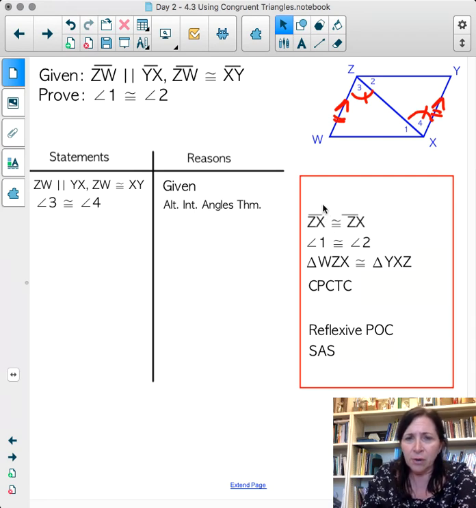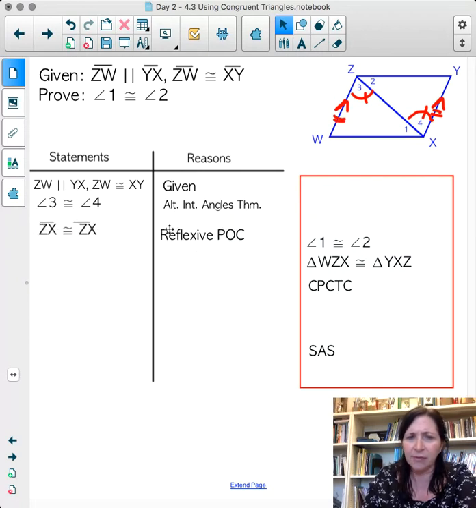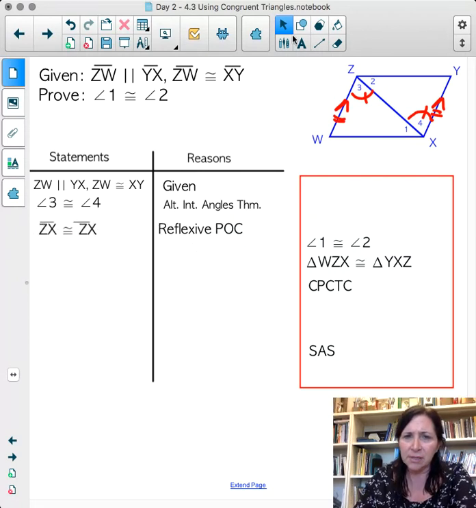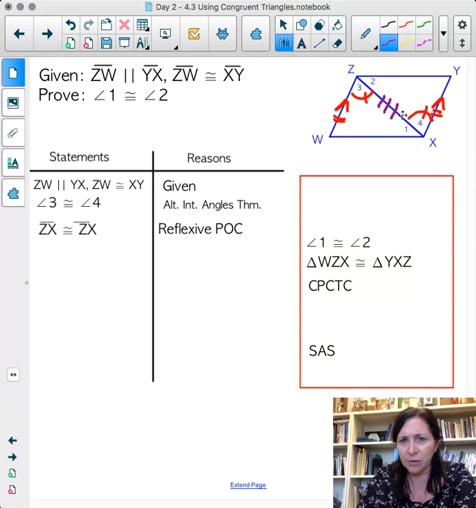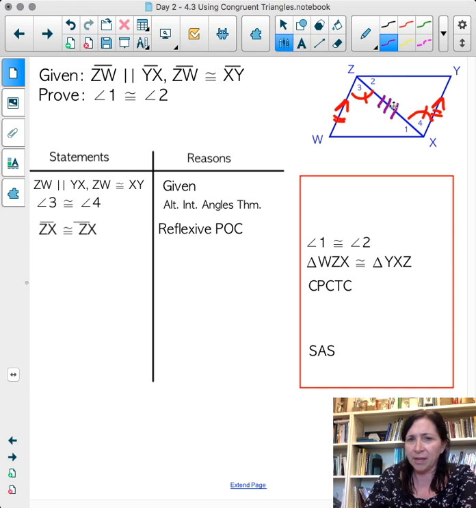The next thing you know is that ZX is actually congruent to itself, and that's because of the reflexive property of congruence. So we also know that this value here is congruent to itself. And if you think about it, now I have a side congruent to a side because that one side is in both triangles.